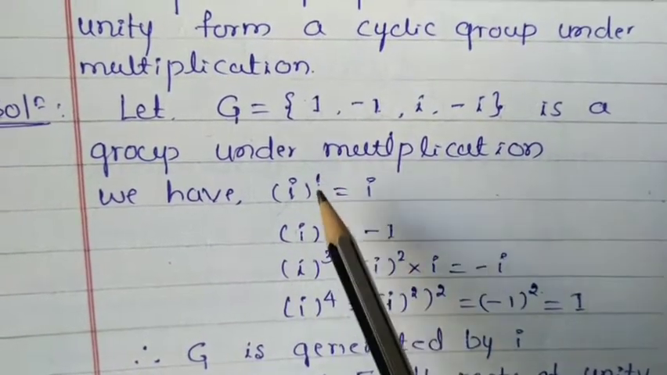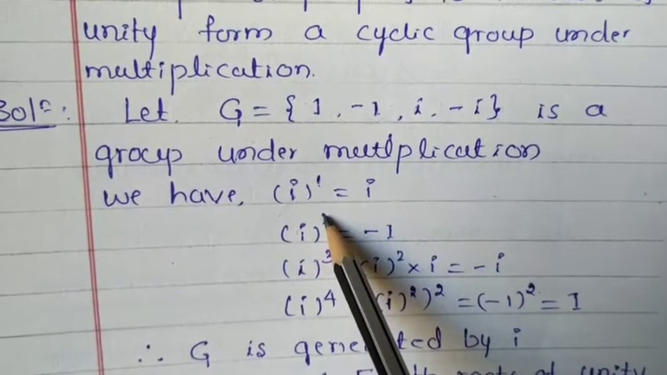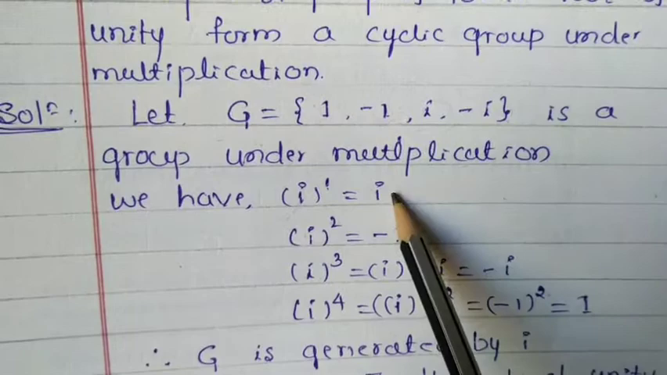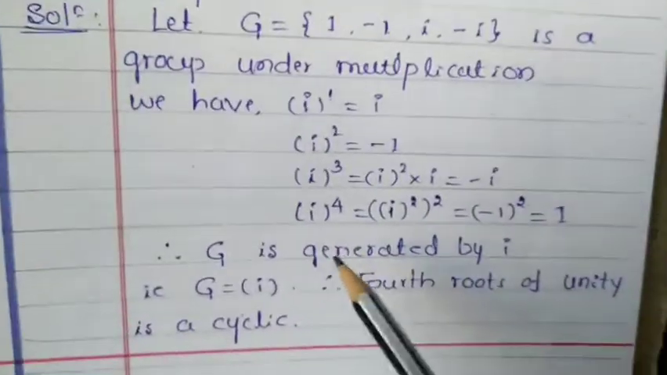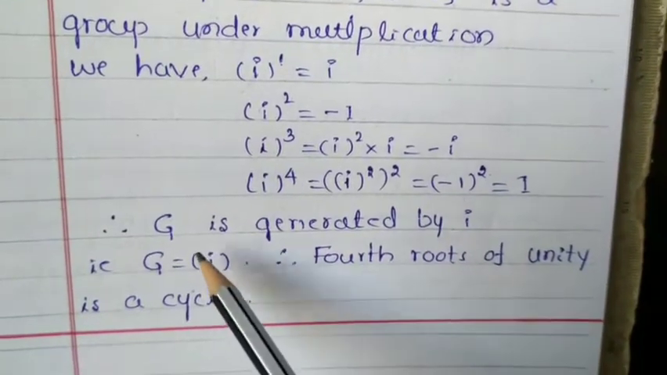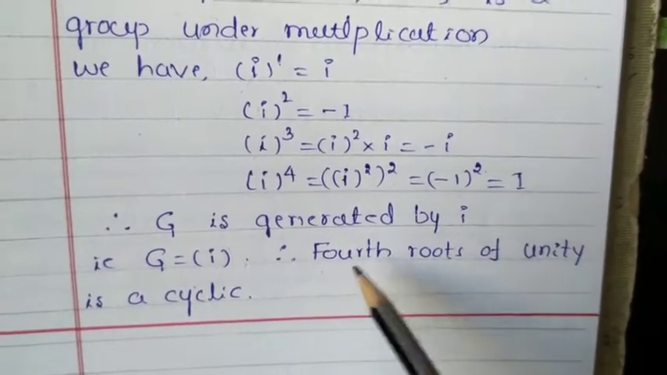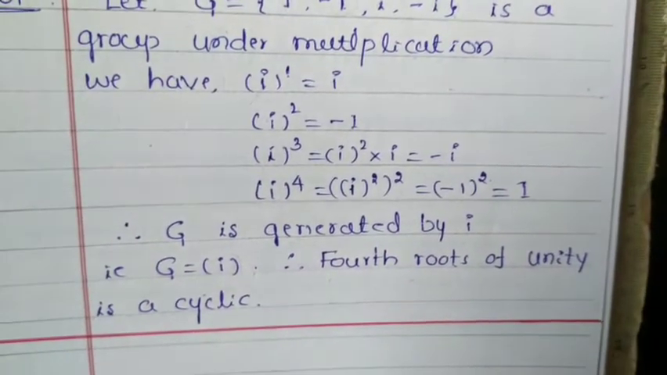If the set G is generated by a single element with different powers and it is a group, then it is called a cyclic group. In this case, G is generated by i, therefore G is a cyclic group generated by i. In particular, the 4th roots of unity form a cyclic group generated by i.